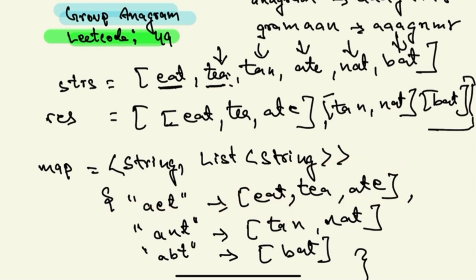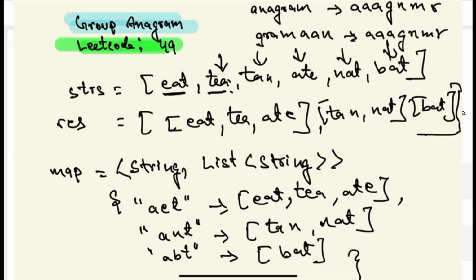Now, we cannot return this map, because the expected return type is a list of lists. So what we can do is simply get all the values. We can simply do map.values, or a similar function in different languages. You can fetch all the values of the map, put them in some list, and then return it.